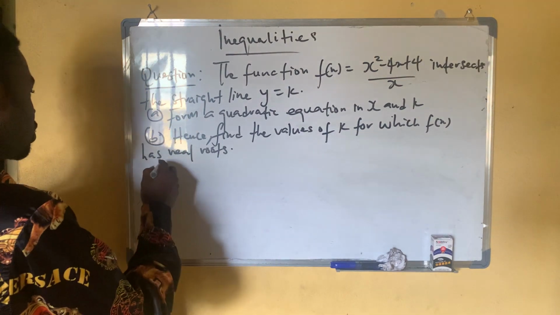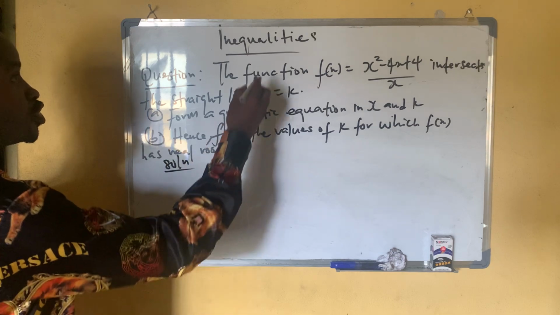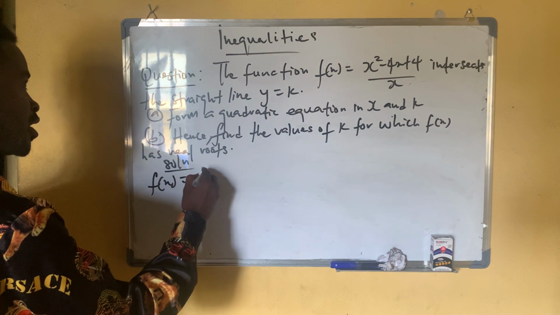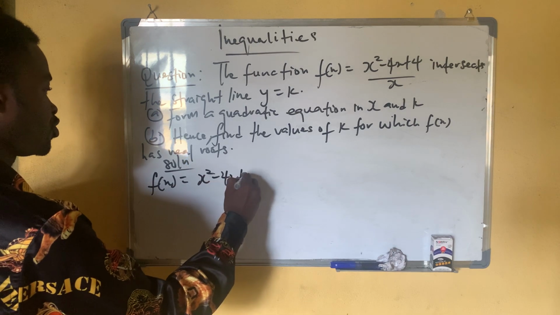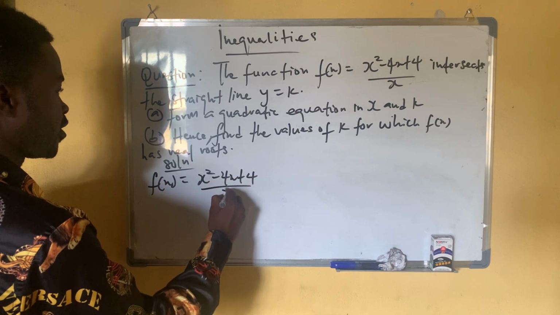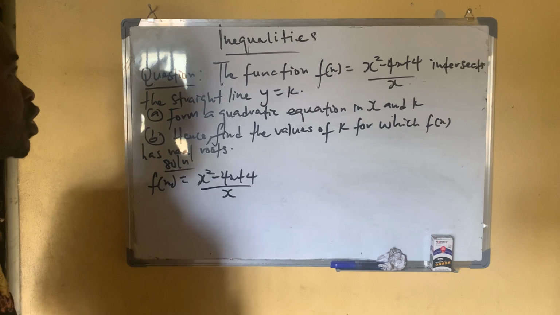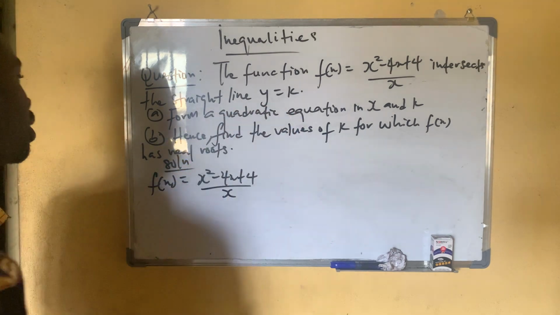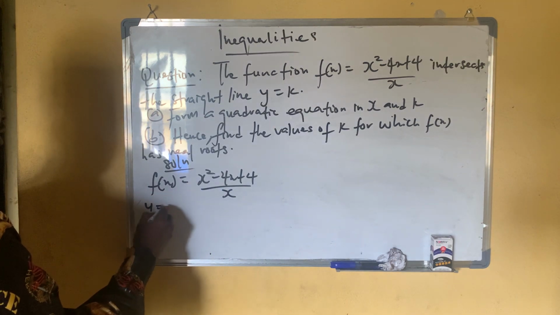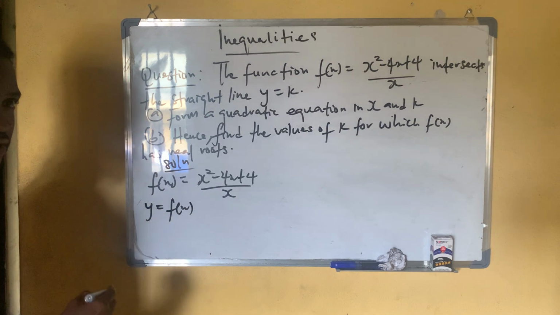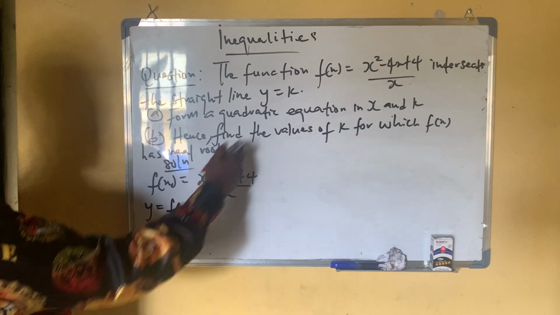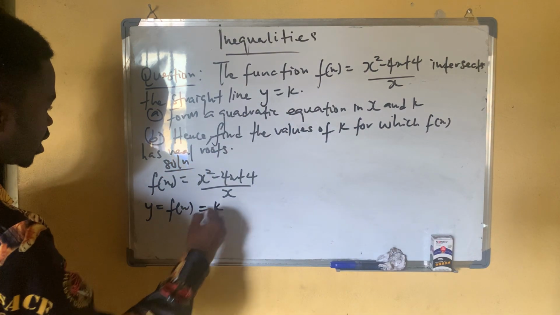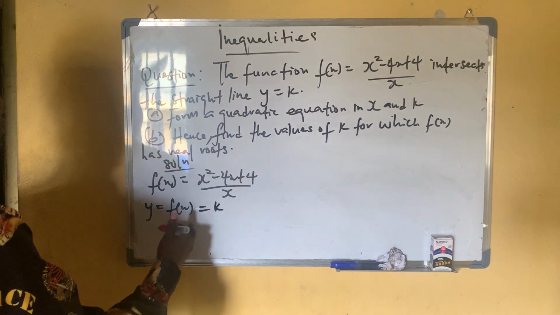Okay, solution. So we have the function f of x is equal to x squared minus 4x plus 4 all over x. Okay, we are told that this function intersects the straight line y equal to k. We know that our y is always equal to f of x, and here we can see that y is equal to k, means y is equal to f of x equal to k. Okay, so that I can set this.